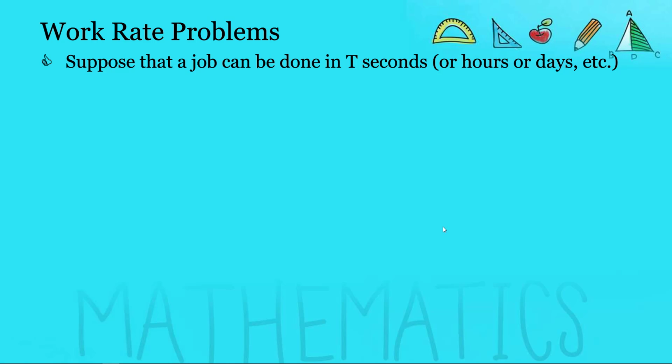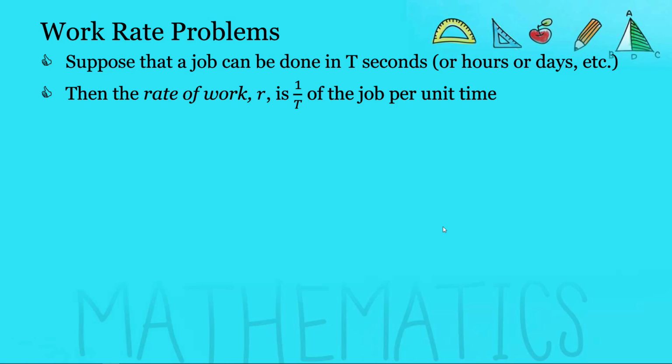Okay, and one application that we have that we can use for this is what we call work rate problems. Now, this is based upon the idea that the rate of work for a particular job is 1 over the amount of time required to do a particular job. So if you can do a job in t seconds, then your rate of work is 1 over t jobs per second, or per unit time, whatever that time might be.